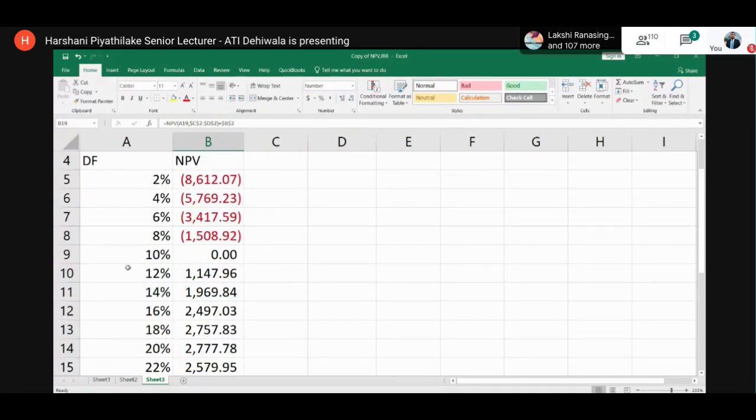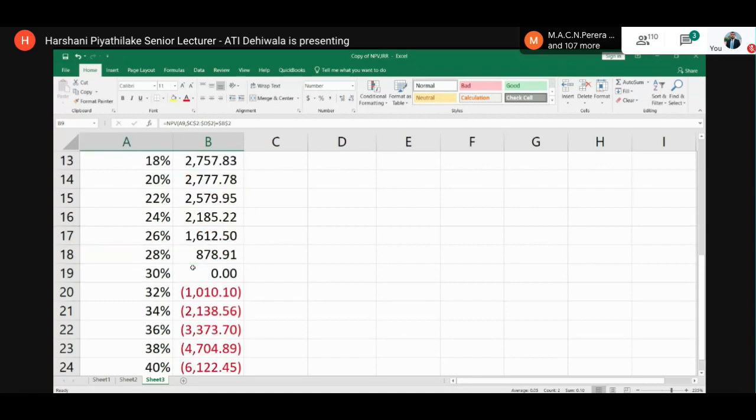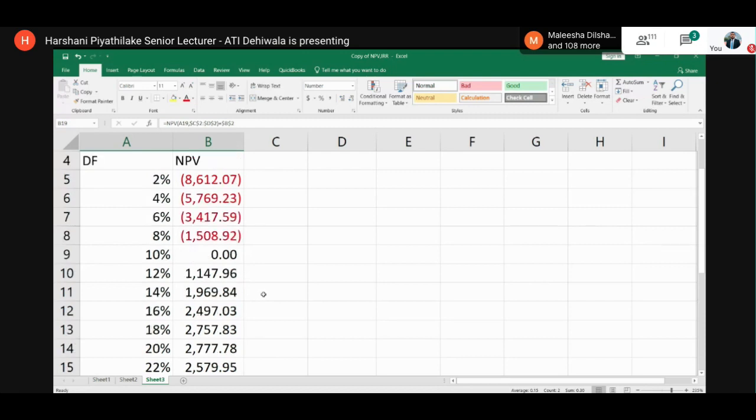Negative, positive and negative. Then, using your own knowledge, you can identify that at 10% and at 30%, it gives 2 IRRs.